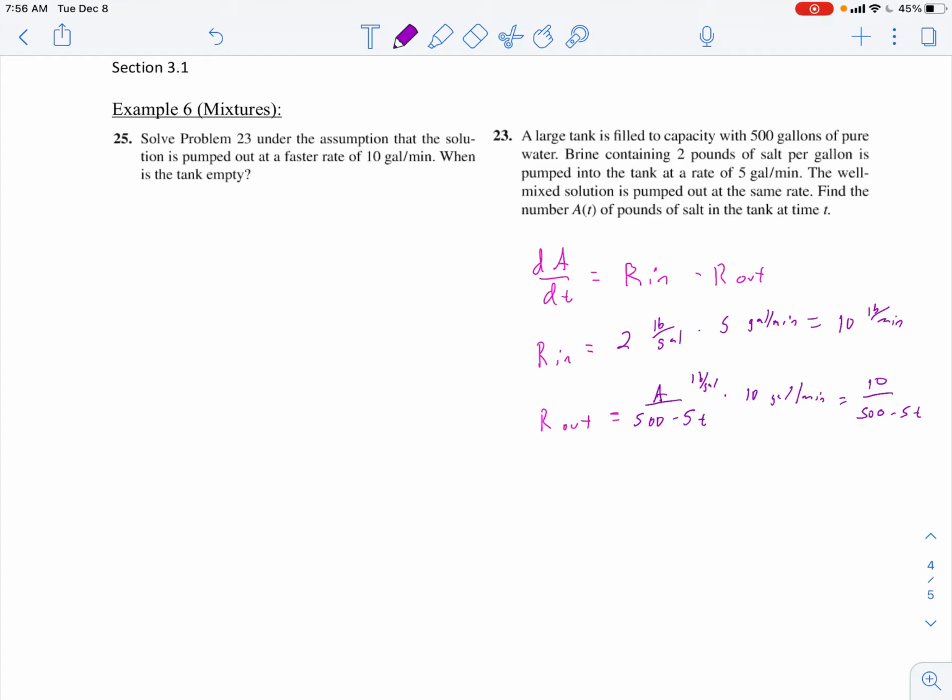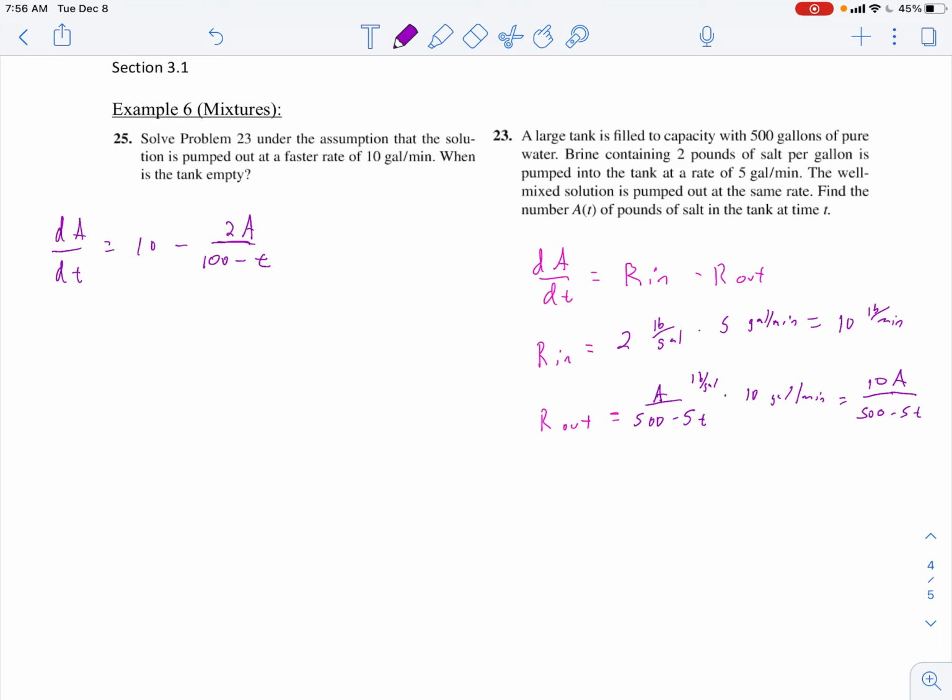All right, now what we want to do is go ahead and write this as the differential equation. dA over dt is equal to our R in, which is 10 pounds per minute, minus our R out, which is 10A over 500 minus 5t, or 2A over 100 minus t, because everything is divisible by 5 in that. We have our differential equation, so there should be an A there for total amount. Sorry for not putting that there. All right, so now dA over dt is equal to 10 minus 2A over 100 minus t.